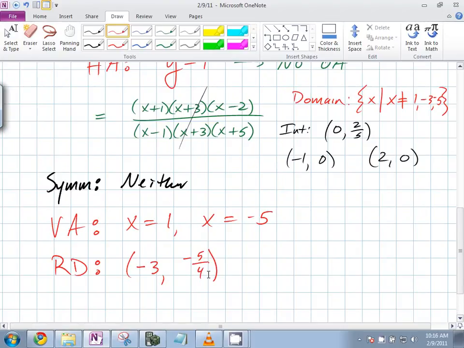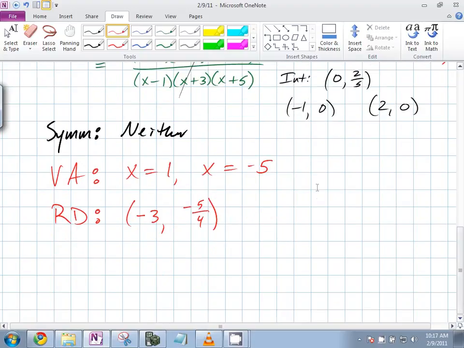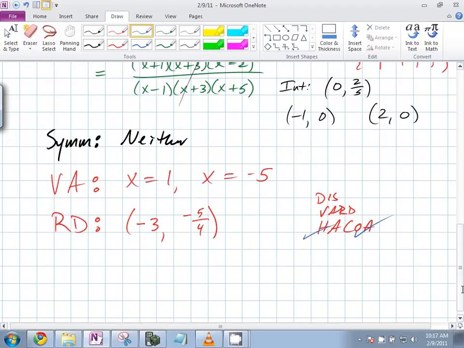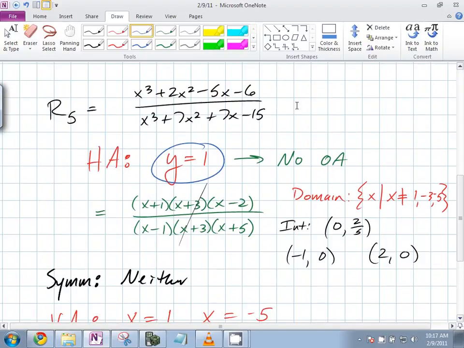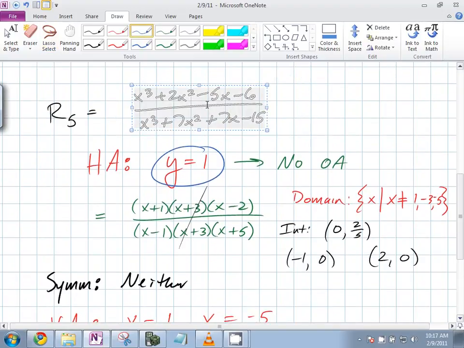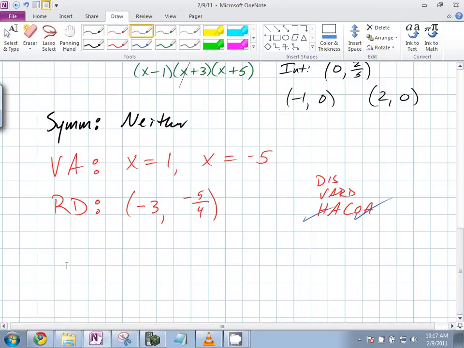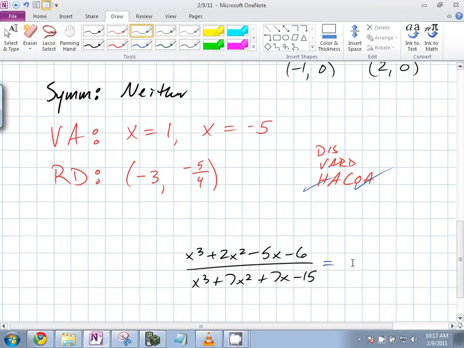Cool. So now we've done DIS, VARD, HACOA, and we've already done the horizontal and the oblique. We did that first. So what's the only thing left? Crossing. We know our horizontal asymptote is y equals 1. If we want to know where it intersects, how do you find out where two things intersect? You set them equal to each other, exactly. So if we set this equal to 1, what do you do next to solve this?